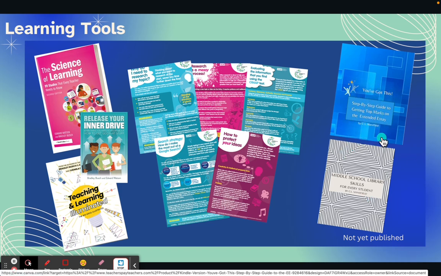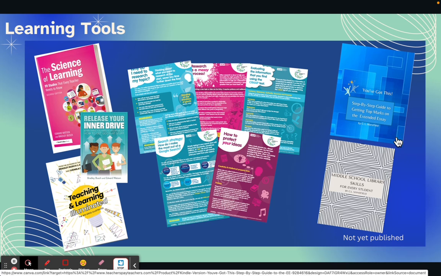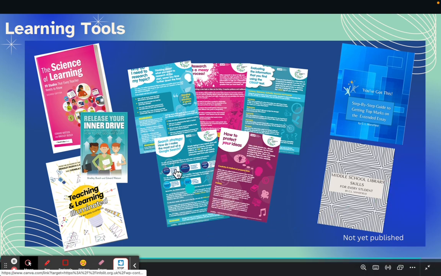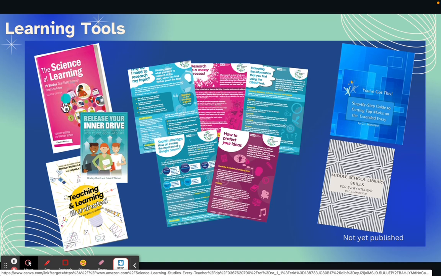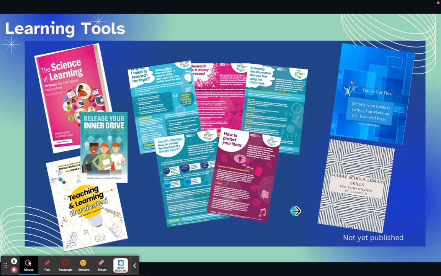I made this book. I actually used Canva to create this 200-page book about the extended essay. I'm working on a book right now of middle school library skills for special needs students. These are wonderful handouts from the SILIP group in the UK. And these are some other books that I used that gave me some really great motivational information. So that was some of the things that I used.